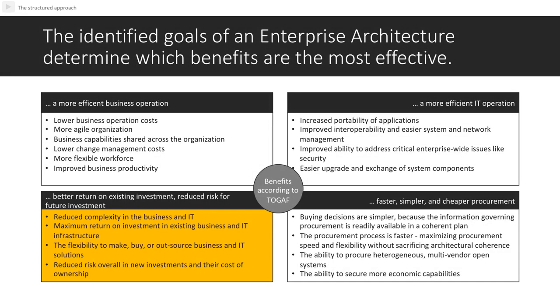Discussing better return on existing investments and reduced risk for future investments, the following benefit is given by TOGAF. Reduced complexity in the business and IT. This is somewhat misleading, since enterprise architecture cannot reduce the complexity of things. However, what enterprise architecture can do is the transparent and appropriate documentation of the complexity of business and IT.